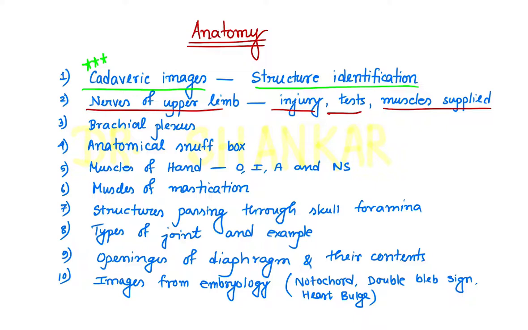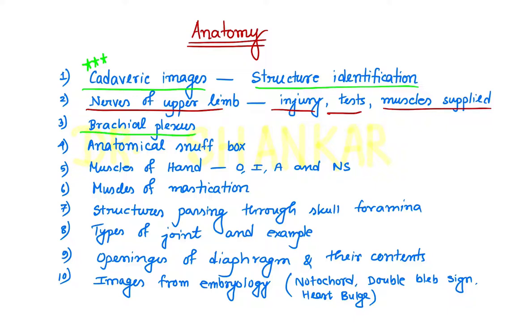Like the card test is done to check the integrity of palmar interosseous muscle for the deep branch of ulnar nerve. Similarly, some other tests like book test or pen test. So these are very important questions for the upcoming exam. I think in the last exam a pen test image was given. So not only the theory part, you should also know the image which can be given in the exam. So cadaveric images, nerves of upper limb, lower limb, etc.